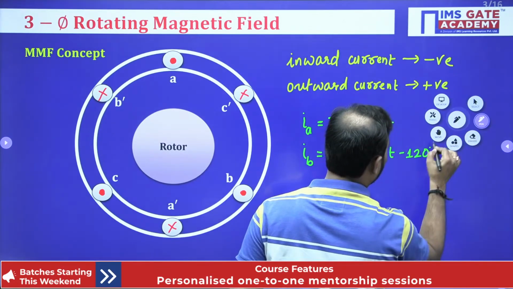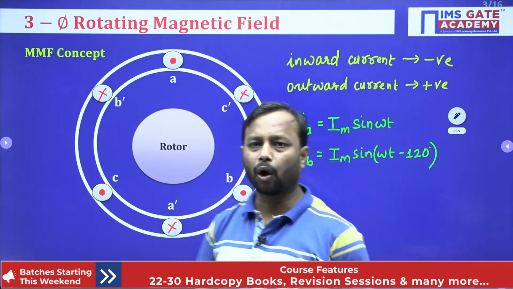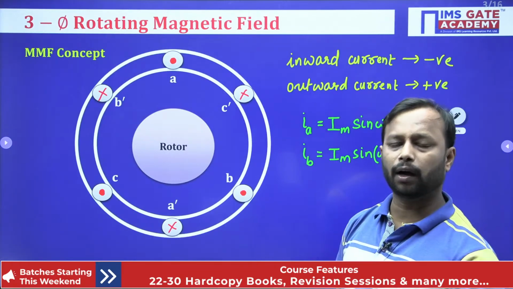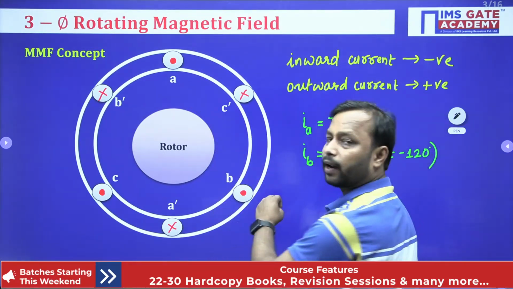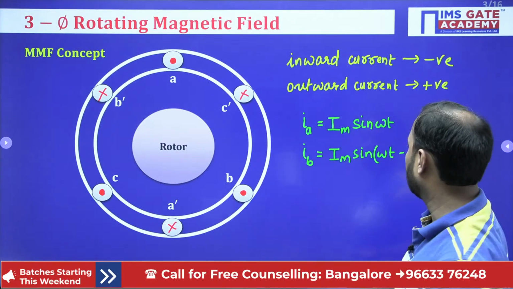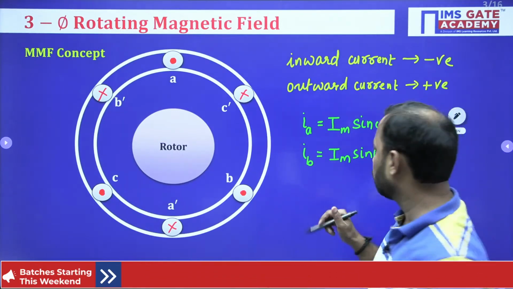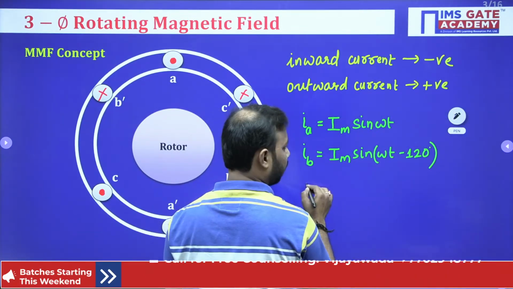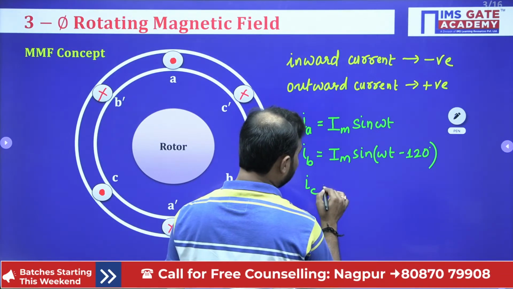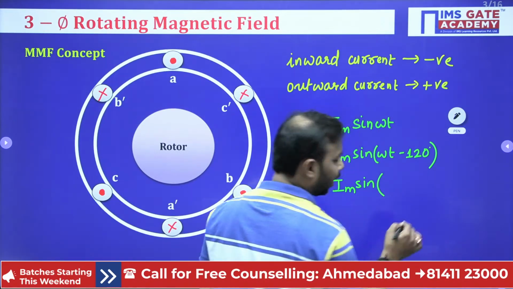Sir, why 120 degree? Because for the proper production of the rotating magnetic field, the current difference in terms of phase angle has to be 120 degree. All right. So this IB is going to have Im sin omega t minus 120 degree. Similarly, IC will have the phase angle difference as again minus 120 degree.